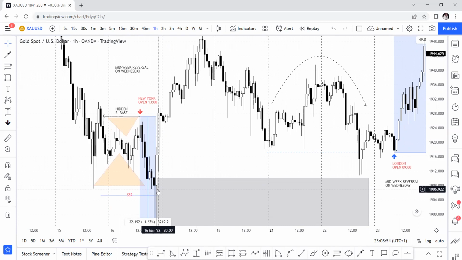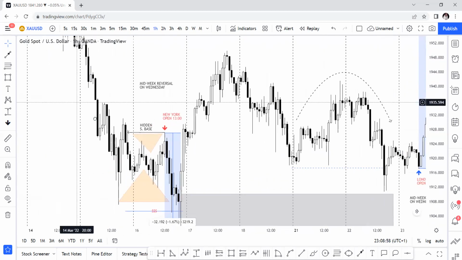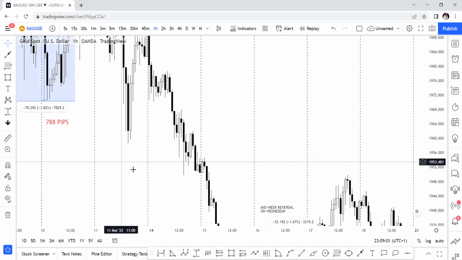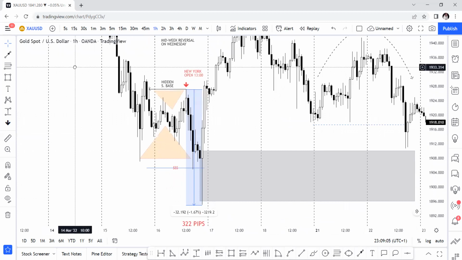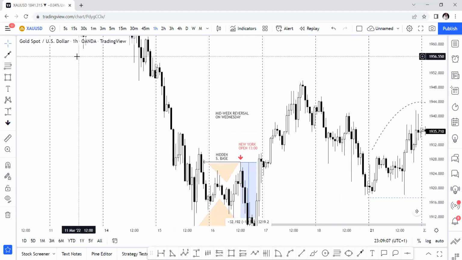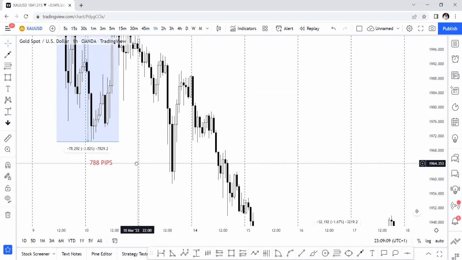We're getting to the close of the market. We have a big reversal on Wednesday. Yeah, then that gave us almost about that amount. We got almost about 322 pips. We're going to calculate everything together.